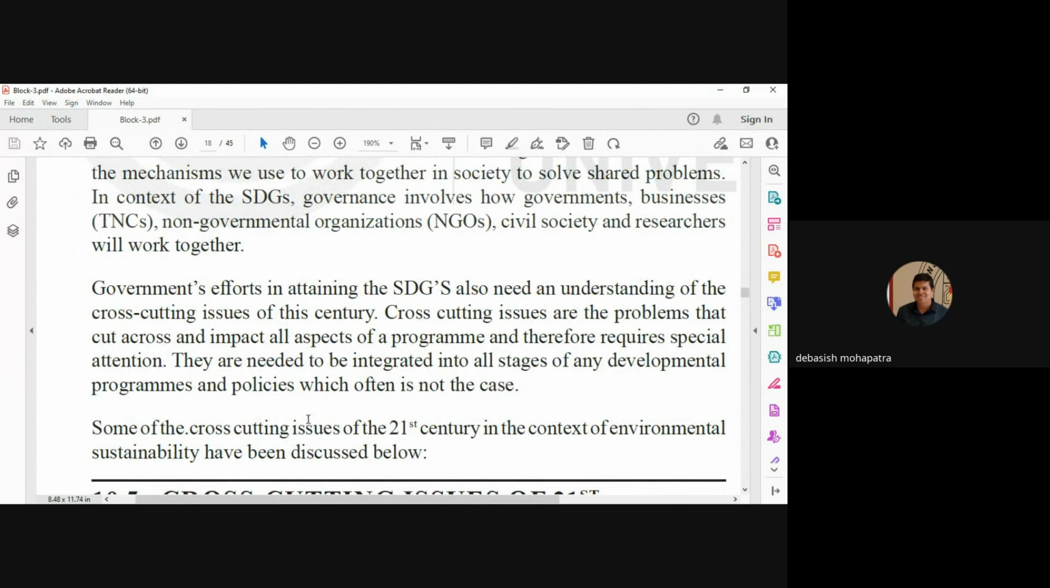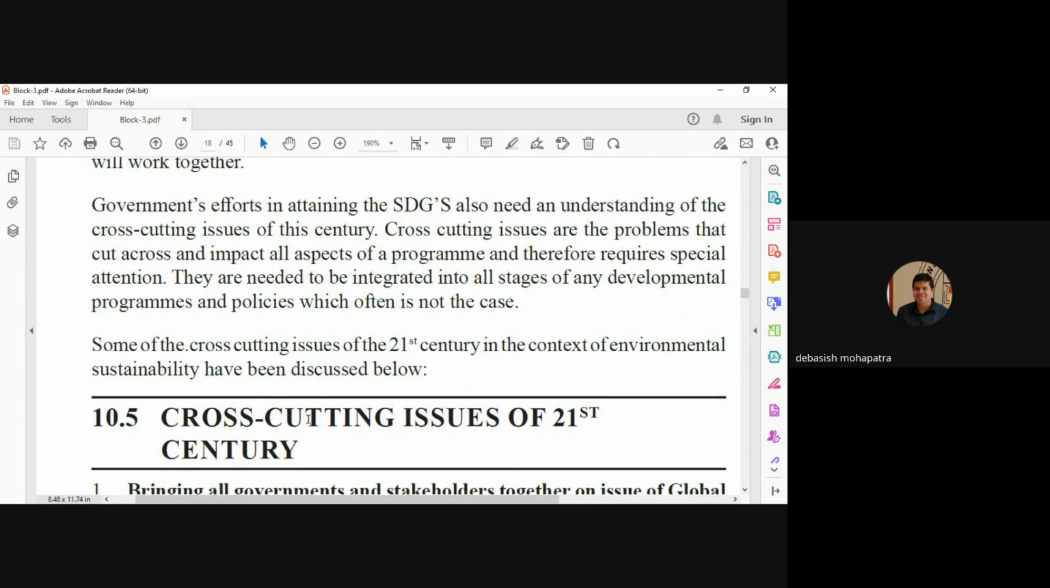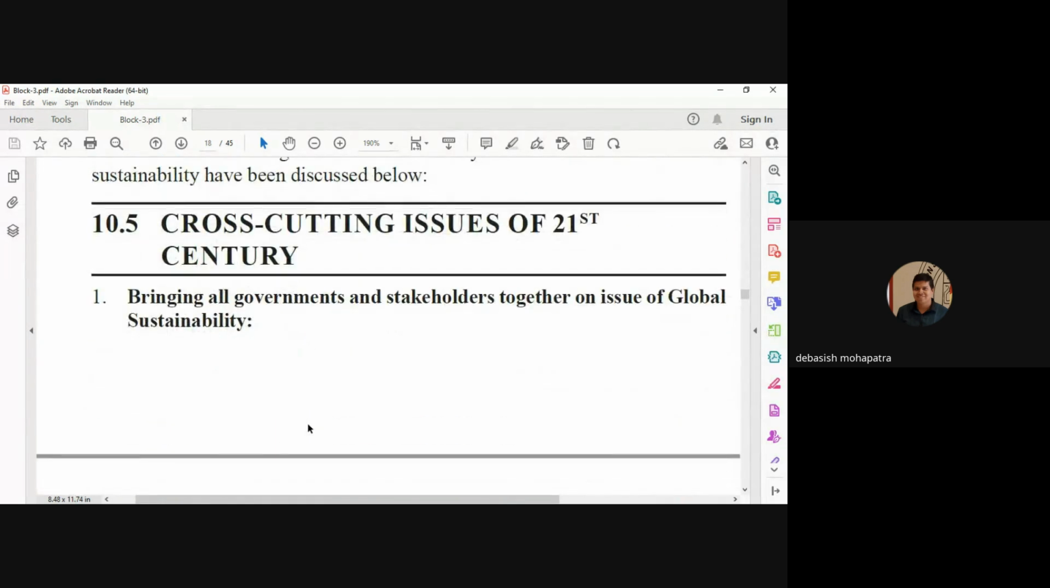Governance efforts in attaining the SDGs also need an understanding of the cross-cutting issues of this century. Cross-cutting issues are problems that cut across all aspects of a program and therefore require special attention. They need to be integrated into all stages of any development programs and policies, which often is not the case. Some of the cross-cutting issues of the 21st century in the context of environmental sustainability are discussed below.